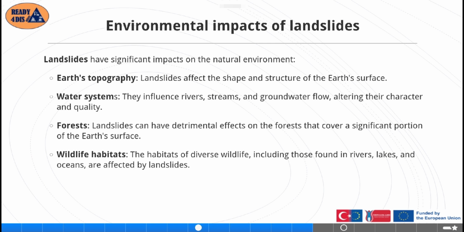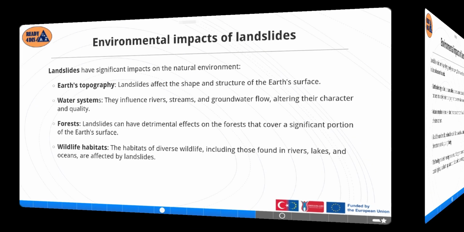Forested areas are significantly damaged by landslides as well. The loss of vegetation can lead to long-term degradation of ecosystems. Finally, the habitats of many different species are affected by these processes. The living environments of organisms inhabiting rivers, lakes, and coastal ecosystems may change or be destroyed as a result of mass movements. These impacts show that landslides are not only geological events, but also major environmental threats.